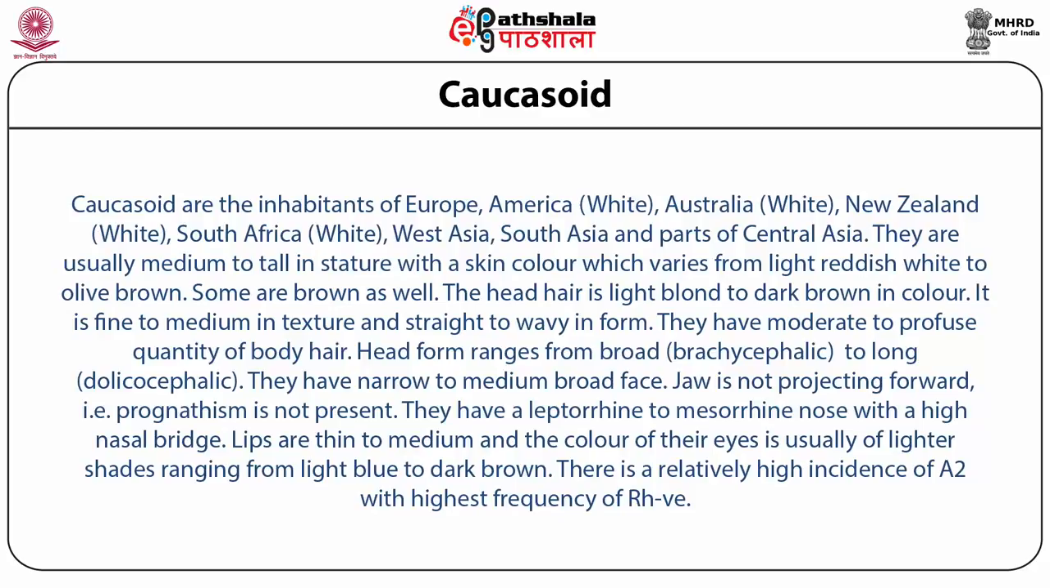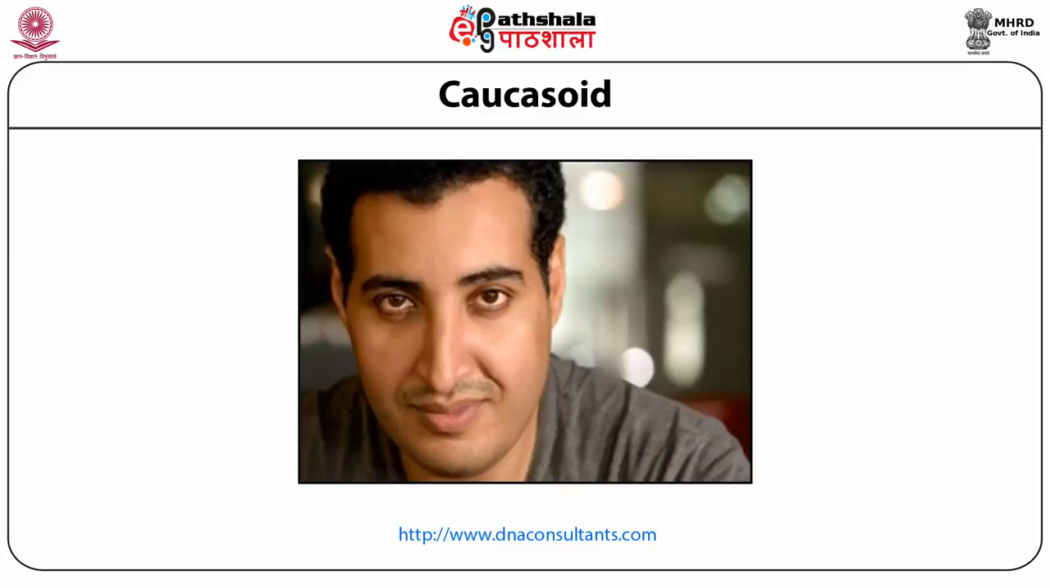The head hair is light blonde to dark brown in color. It is fine to medium in texture and straight to wavy in form. They have a moderate to profuse quantity of body hair. Head form ranges from broad, that is brachycephalic, to a long dolichocephalic. They have a narrow to medium broad face. Jaw is not projecting forward, that is prognathism is not present.